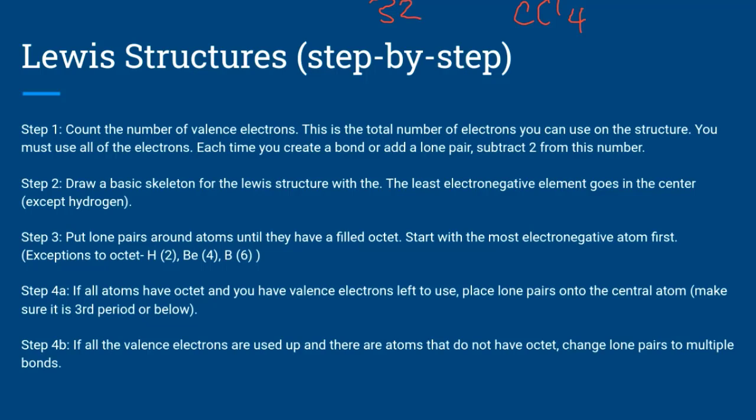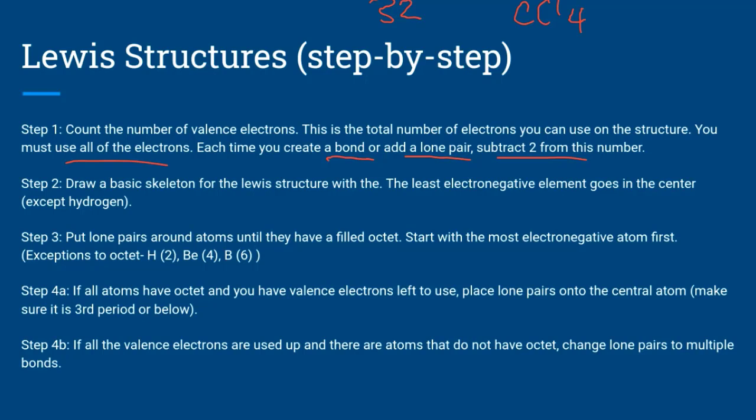This is the total number of electrons. You use all the electrons. Make sure you use all of them. And to create a bond or add a lone pair, subtract 2 from this number. Okay, so step one's done. I've got the number of valence electrons.